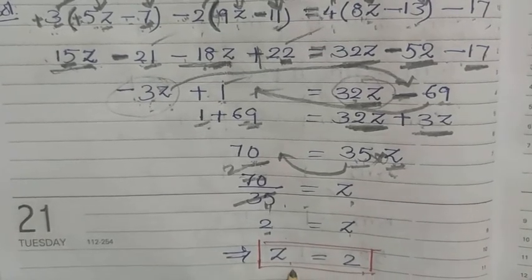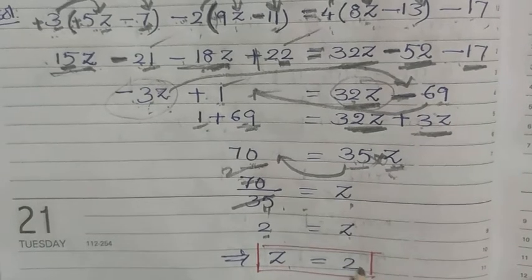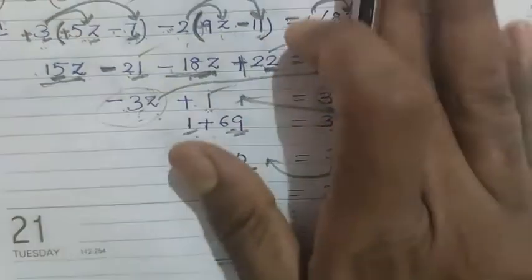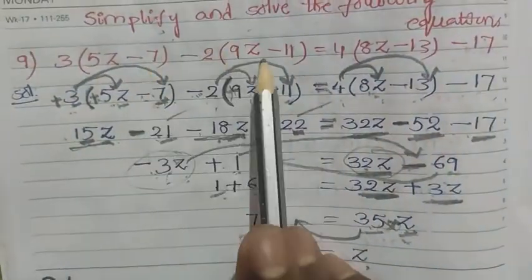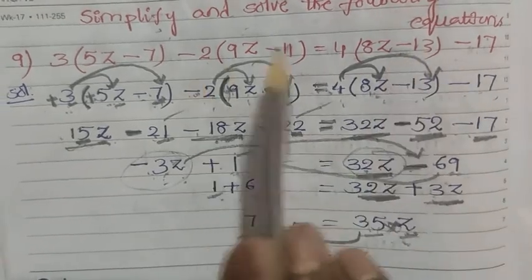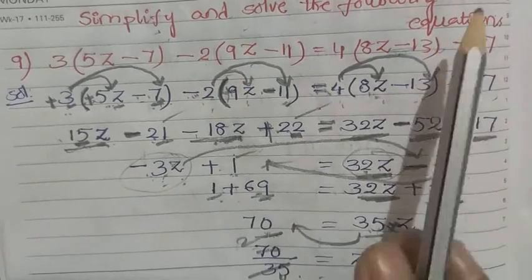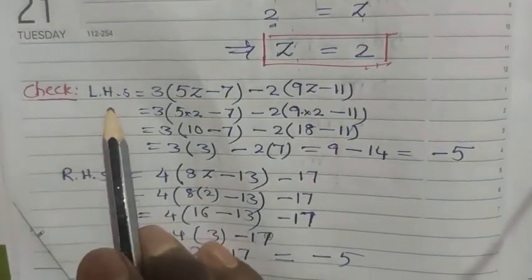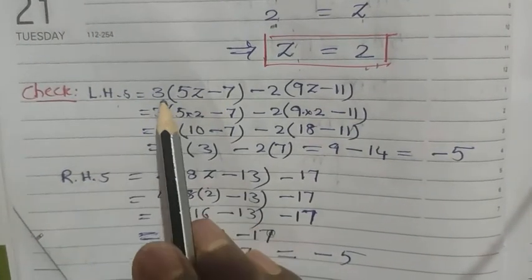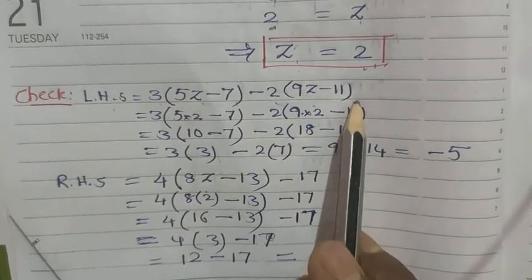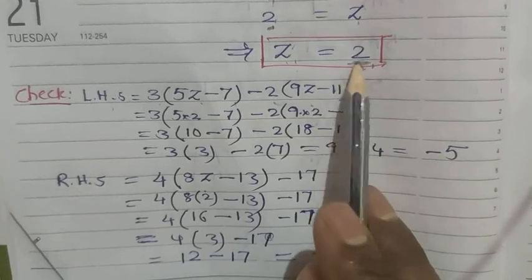Now the checking process, to see if your answer is correct or not. Substitute this z value 2 in the left hand side of the question as well as the right hand side of the question. If both answers are the same, then your answer is correct. In the LHS of the question, we have 3 into 5z minus 7, minus 2 into 9z minus 11. Wherever z is there, put 2 there.